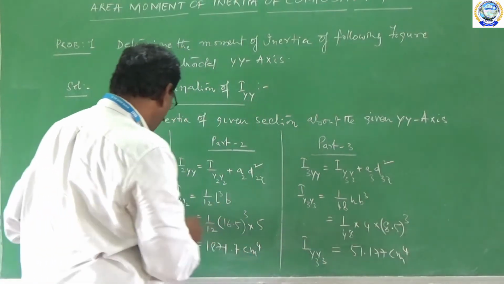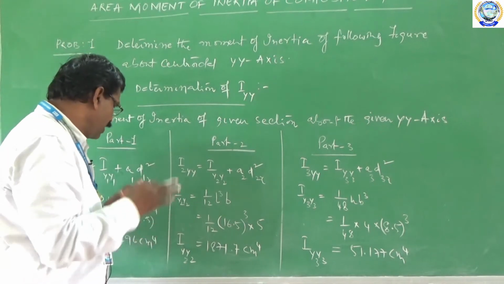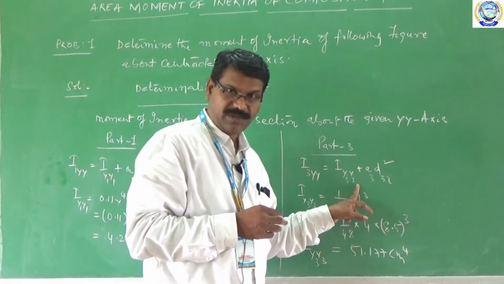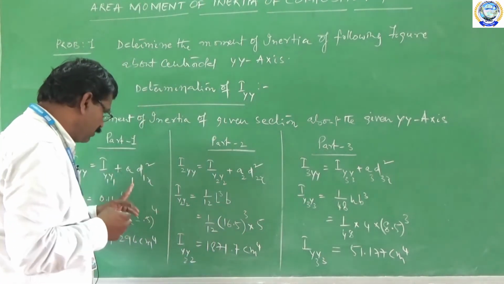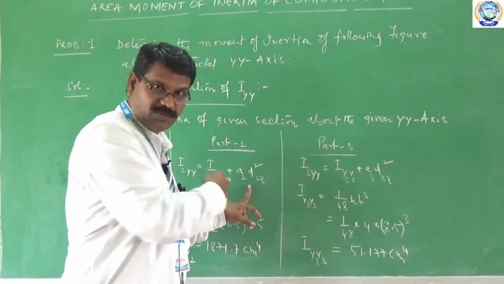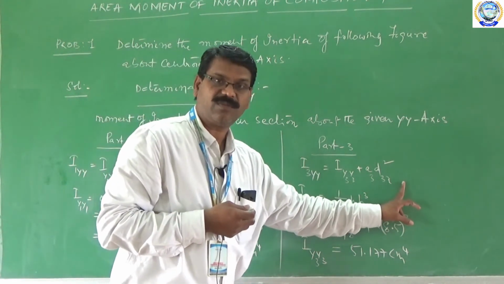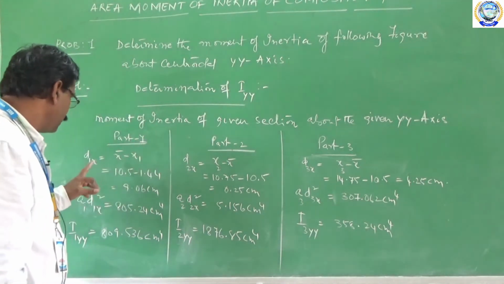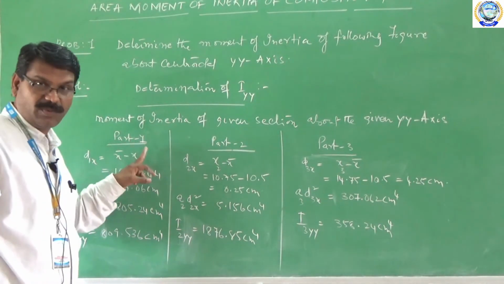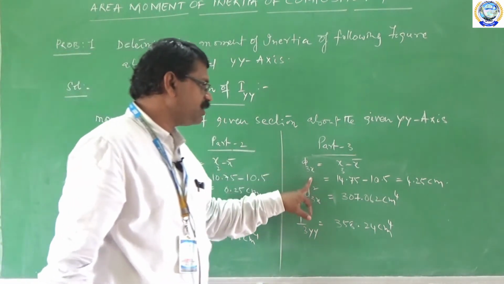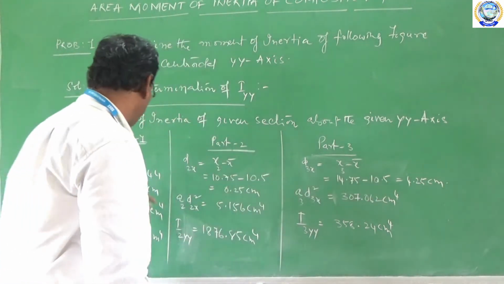Now, for the 3 specimens, my dear students, we have completed Iy1y1, Iy2y2, Iy3y3. And the rest of the terms, A1 d1x square from this portion, A2 d2x square from this portion, A3 d3x square from this portion, that we will see now. Now, we need to find d1x for the semicircle, d2x for the rectangle, and d3x for the triangle. Let us see this.